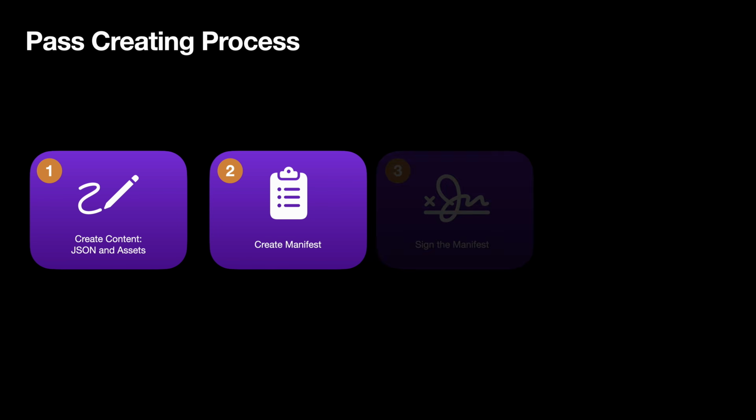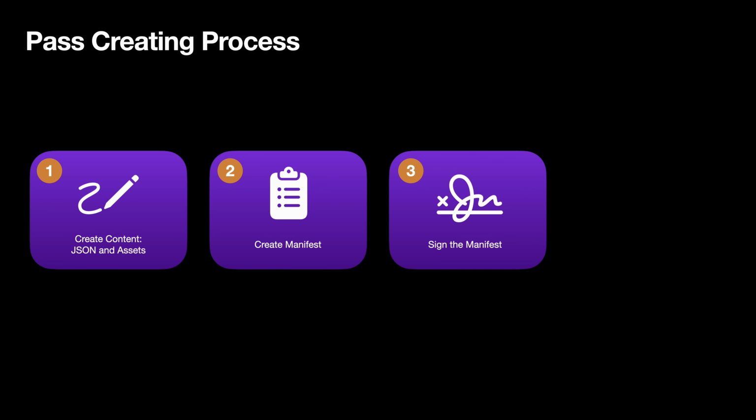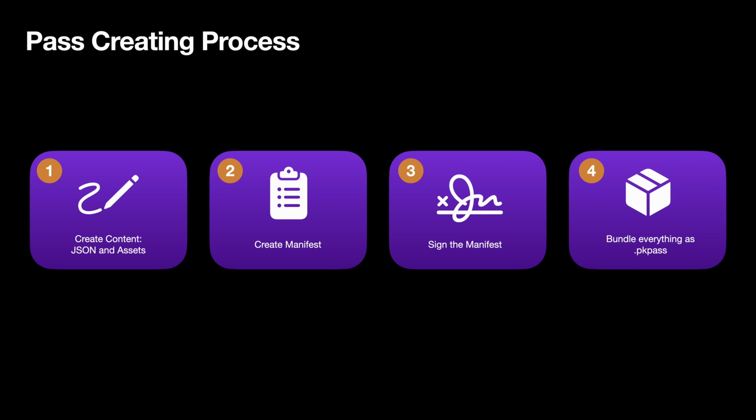At a high level, the process to create a pass goes as follows. 1. You create the content of the pass.json file and prepare the assets. 2. You create the manifest file. 3. You sign the contents of the manifest file with the pass type certificate, which results in a signature file. 4. You bundle all the contents in a folder, compress it, and rename it to the PKPass extension.